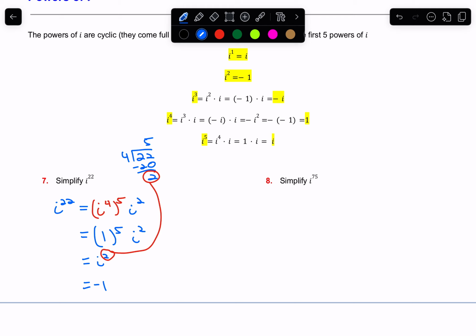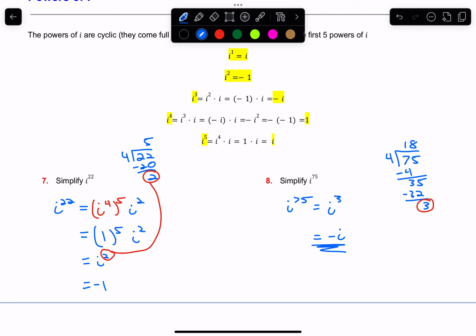If we try that again for number 8, we have i to the 75. 75 divided by 4. Put a 1 there, subtract. We get 35. 4 goes into 35 8 times, subtract a 32, we get a 3. And so this 3 is our remainder. So we can then say that i to the 75 is equal to i cubed, and i cubed, referencing up above, is just negative i. So i to the 75 is actually just negative i, and i to the 22 was negative 1.